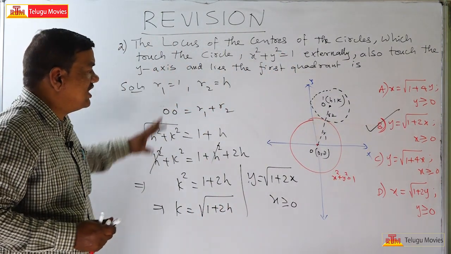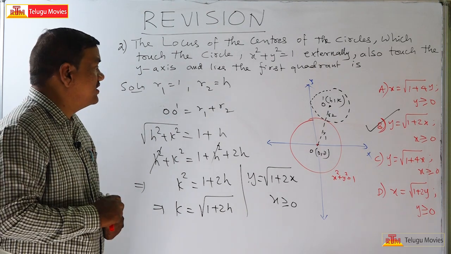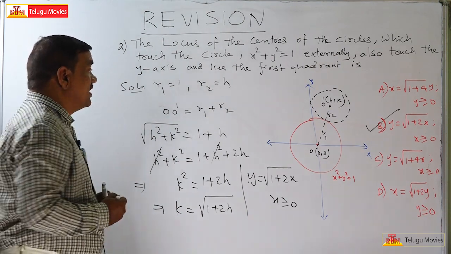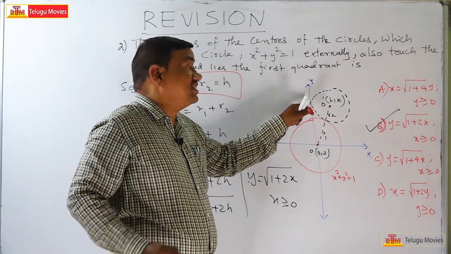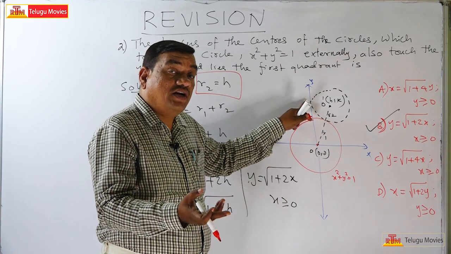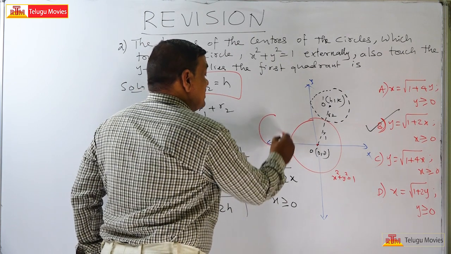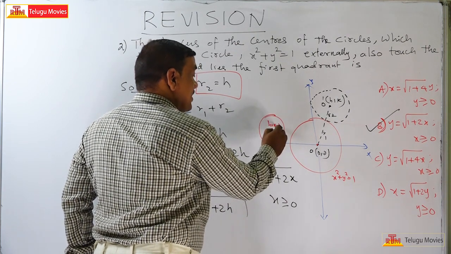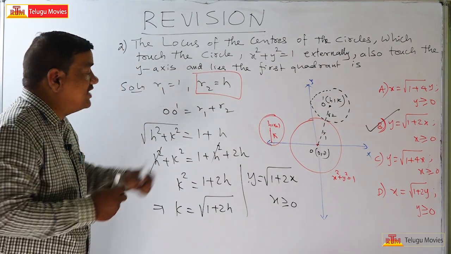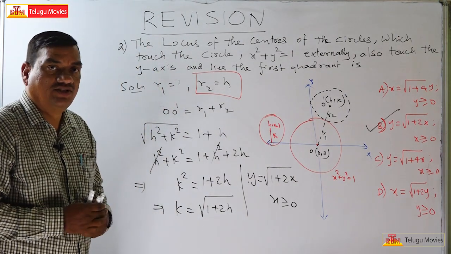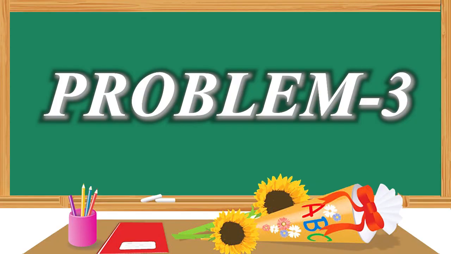Such type of analysis should be there. The one thing students generally have to know is the radius of the second circle. Since it is touching the y-axis, the x coordinate of the center will be the radius. If it touches the x-axis, for example, with center (h, k), the y coordinate k will be the radius. If you catch that point, the problem will be very, very easy. I hope that you understand this solution. So let us go to the next problem.